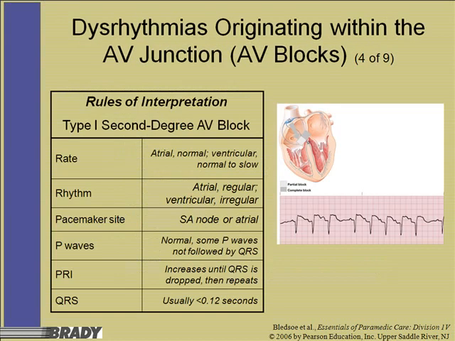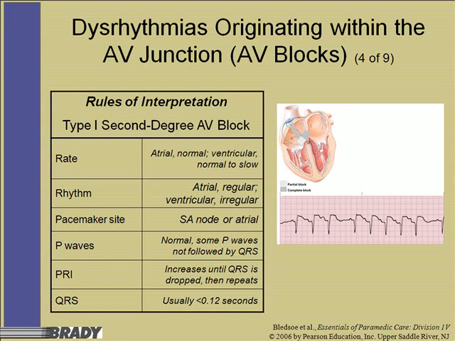A type 1 second degree, also known as Mobitz 1: the rate is atrial, normal; ventricular rate, normal to slow, just depends on what's conducting. The rhythm, atrial again, regular. The ventricular is irregular. Think about your pacemaker site being in the SA node or atrial area, and then we're conducting, but some of these beats are not making it where they need to go.